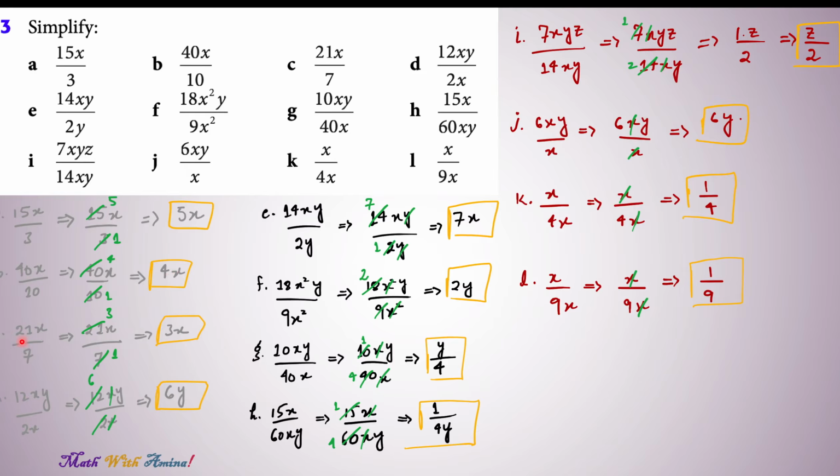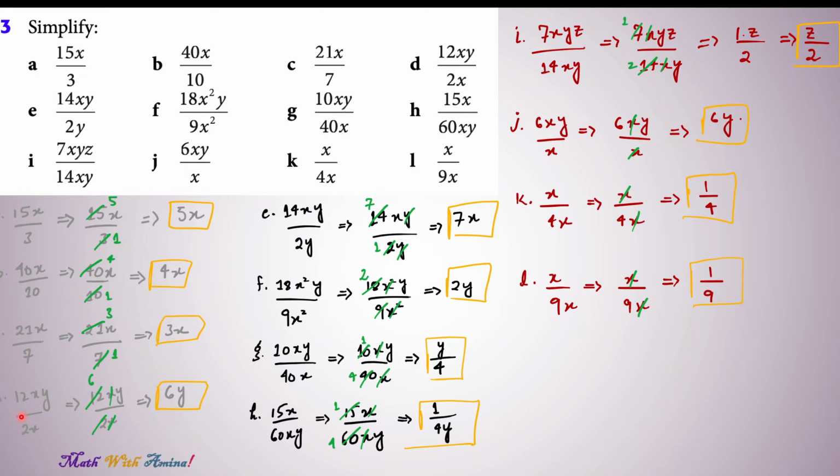Then we have 21x over 7. So, as you can see, we look for the common factor between these two, between 21 and 7. So 7 multiplied by 1 is equal to 7 and 7 multiplied by 3 is equal to 21. So 7 and 21 get cancelled. We get 3, and x appears in the numerator only, therefore it will remain the same, and the final simplified answer will become 3x.